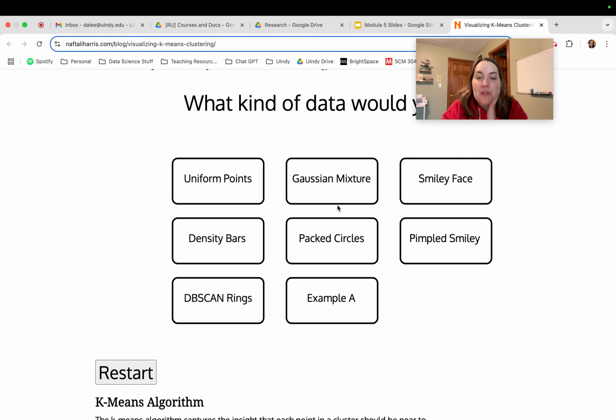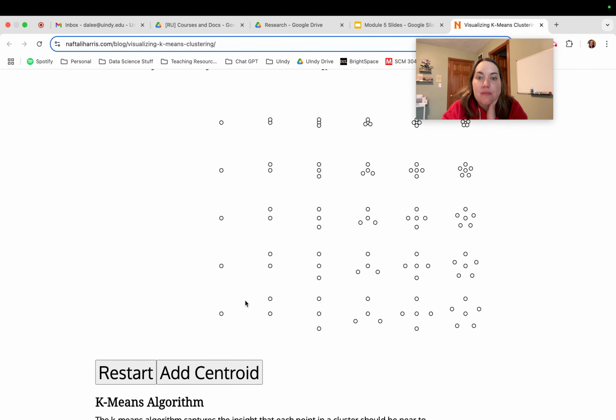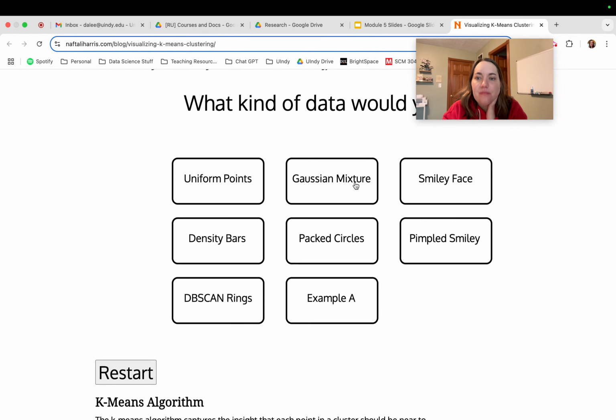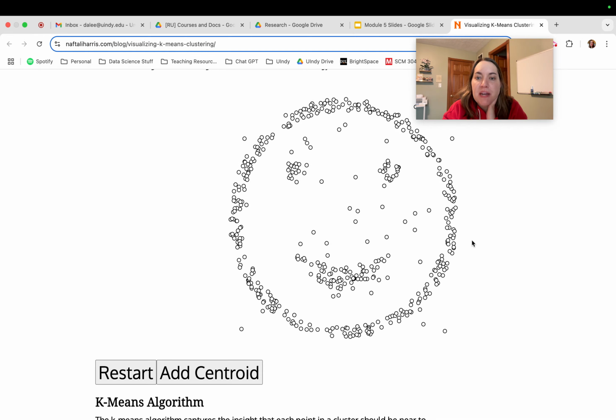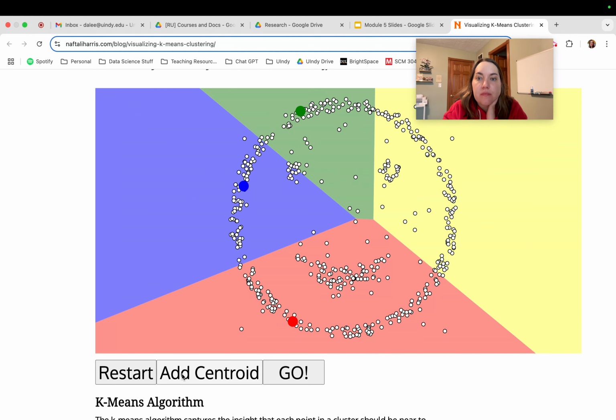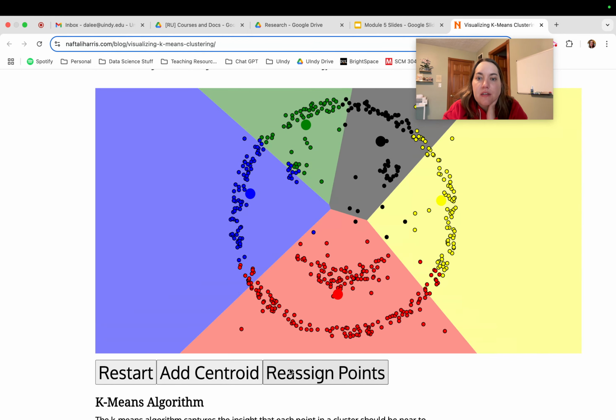And then let me do one more time. Let's do a pimpled smiley face. So it's a smiley face with pimples on it. And let's do maybe 5 clusters. So 5, 1, 2, 3, 4, 5. Yep. There we go. So you see how it works. It's going to shift slightly until it's set and it doesn't need to move anymore.